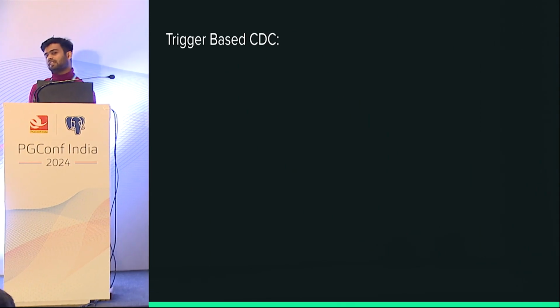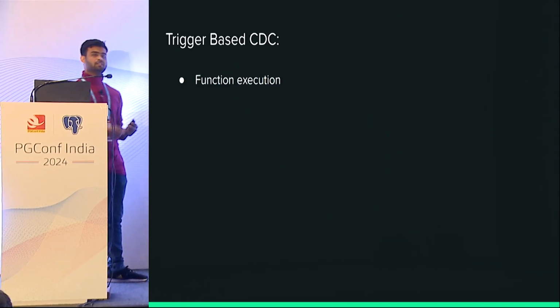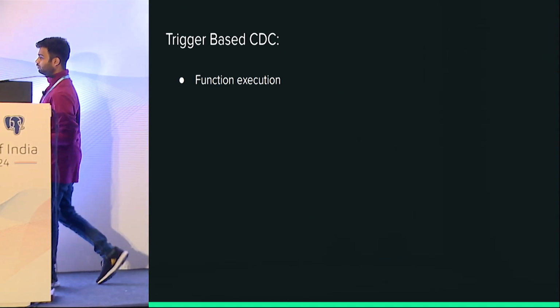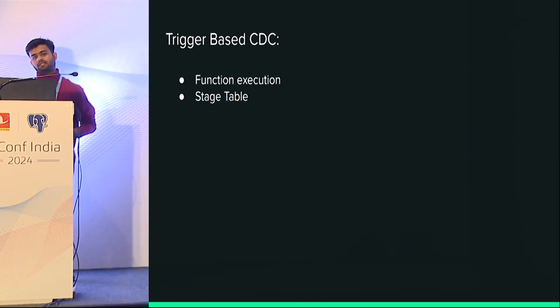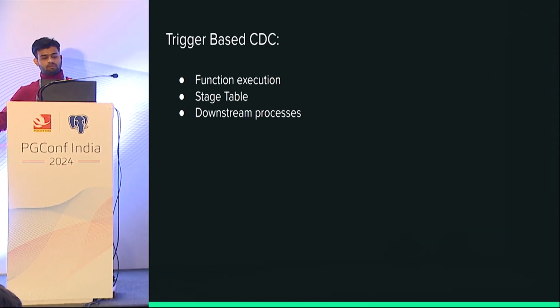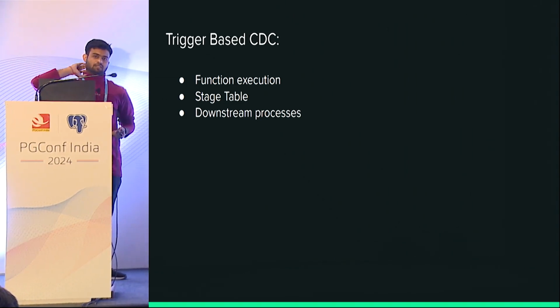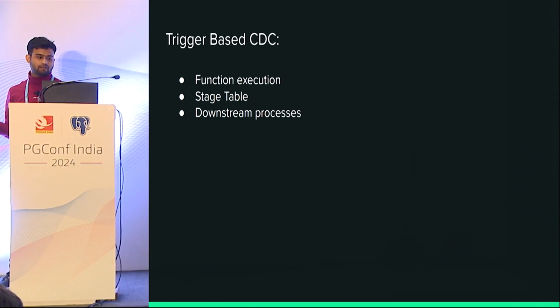Now, we'll have one more thing. Trigger-based CDC: we will write a function which says that whenever there is an insert, update or delete operation, we'll make the same changes in some different table. We can say a stage table. So in that, we'll put the data, and from there the downstream process starts. Either we can query, or again, the WAL approach can be used.